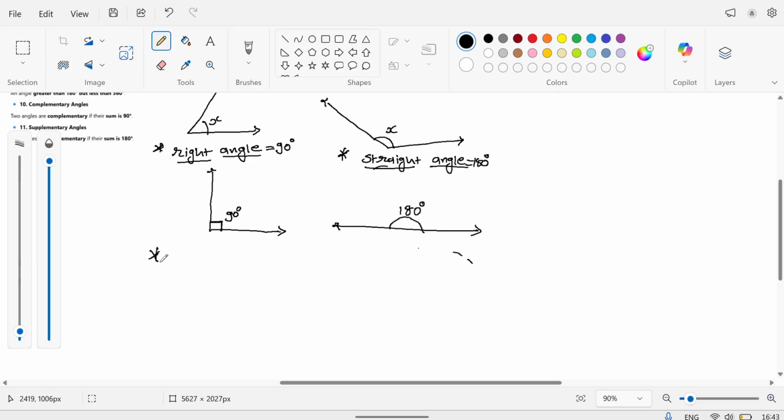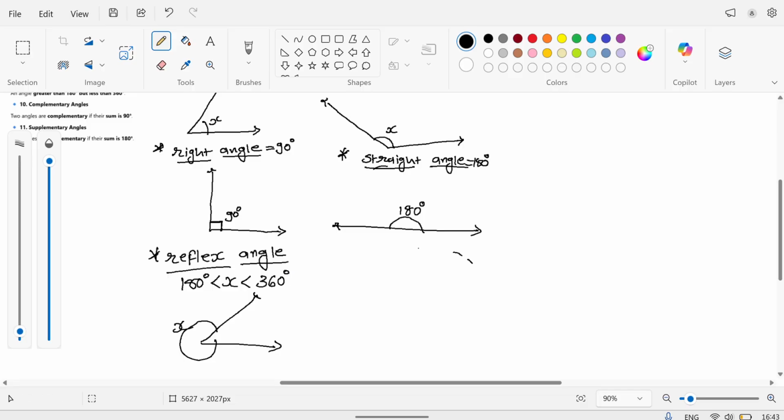Next one is the reflex angle. A reflex angle is an angle which is greater than 180 degrees but less than 360 degrees. Let's suppose this is angle x. Here x is greater than 180 degrees but less than 360 degrees. Those types of angles which are between 180 and 360 degrees are called reflex angles.